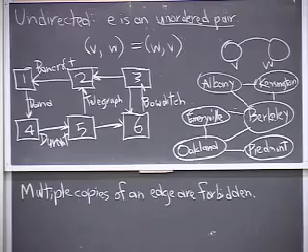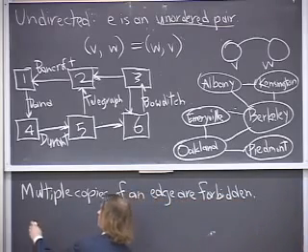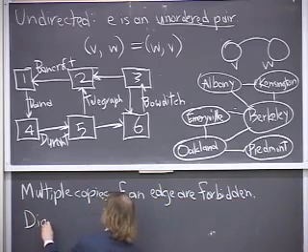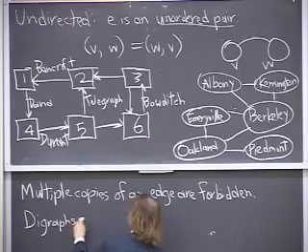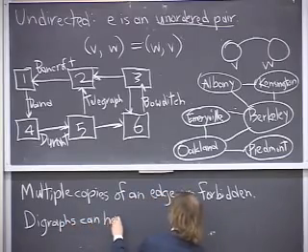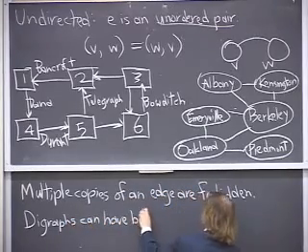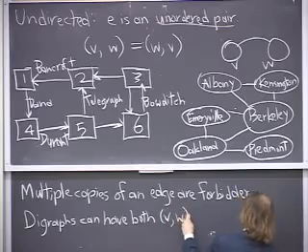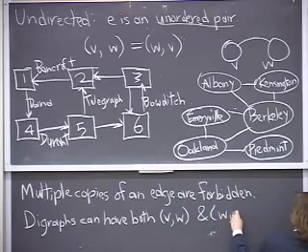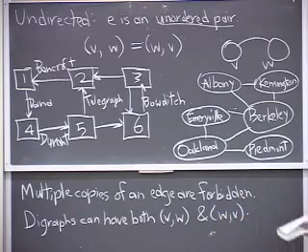But in a directed graph, you can have both VW and WV. Those are different edges. So for instance, Bowditch is a two-way street, and so I use two different directed arrows to indicate that. In an undirected graph, VW and WV are the same edge, so you can only have one of it.